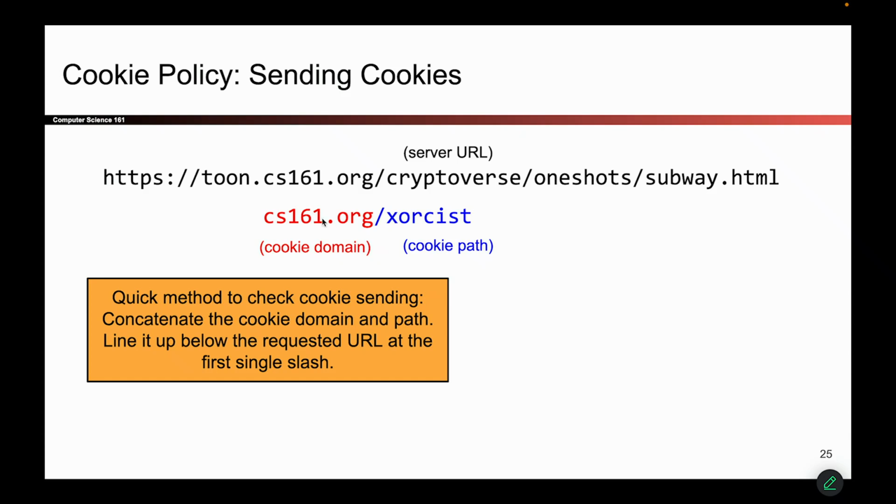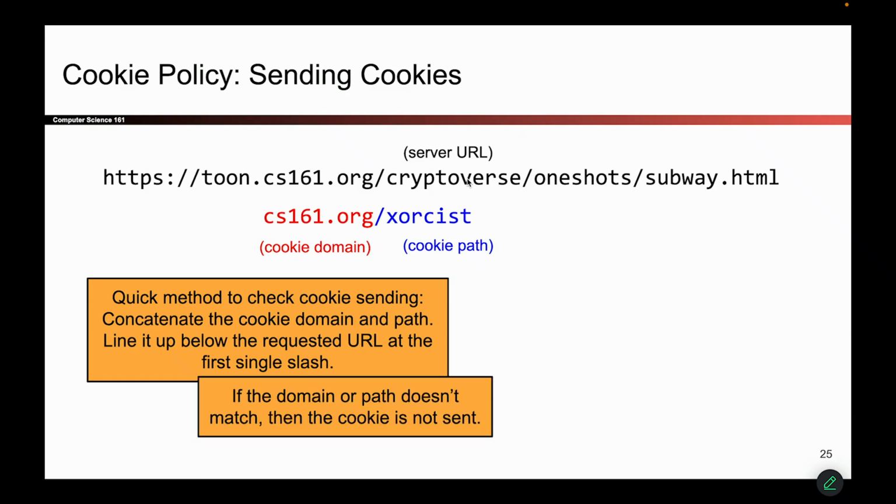Now, here are some examples where it's not related. So here, I have a cookie with this domain and this path. I line them up. These two do not match, so this is not a relevant cookie. This cookie should only be sent to the exorcist path, and I am on the cryptoverse path, so it's no good. I don't send it.